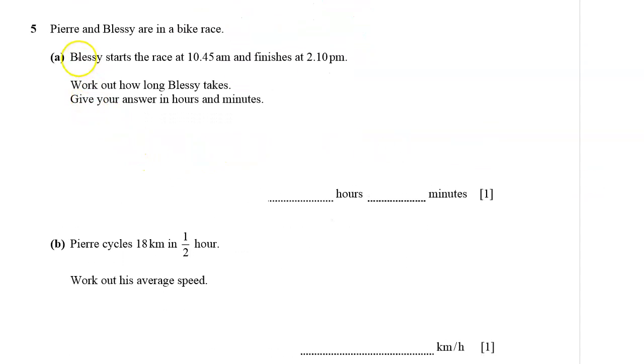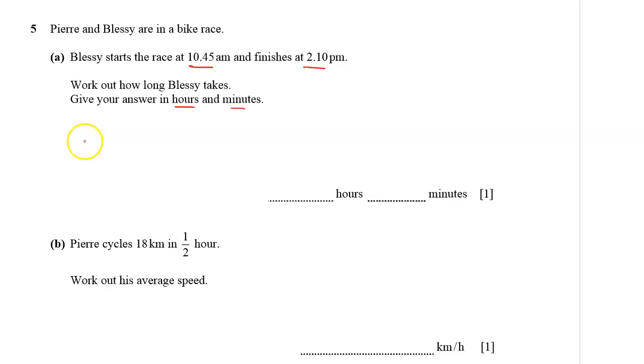Question number 5. Pierre and Blessy are in a bike race. Blessy starts the race at 10:45 a.m., finishes at 12:10 p.m. Work out how long Blessy takes. Give your answers in hours and in minutes.